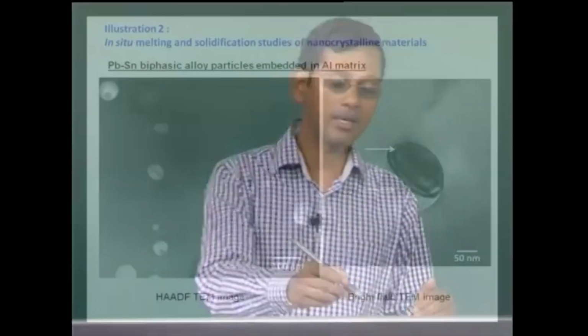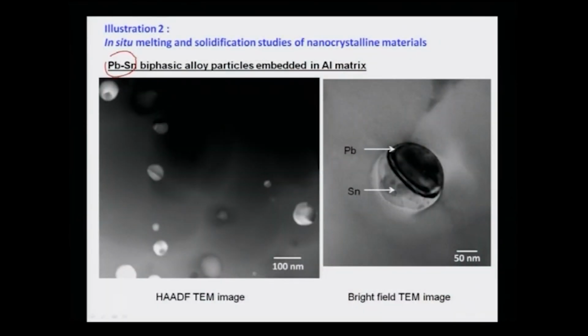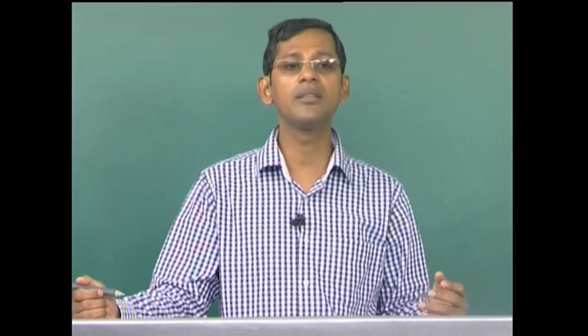For this purpose, I am going to show you how different techniques can be used. Here I am going to give an example on lead tin, which is a very low melting eutectic alloy, with particles of size below 100 nanometers embedded in an aluminum matrix. This is prepared by a route called melt spinning, in which aluminum along with lead tin alloy was melted, and because lead and tin are immiscible with aluminum, there will be liquid phase separation, and if you rapidly solidify, this can lead to small size nanoparticles.